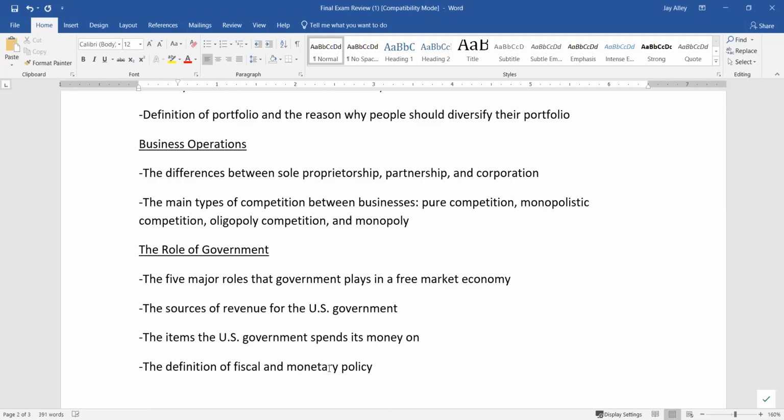Now, monetary policy is completely different. There's one entity involved with monetary policy. Who's that?